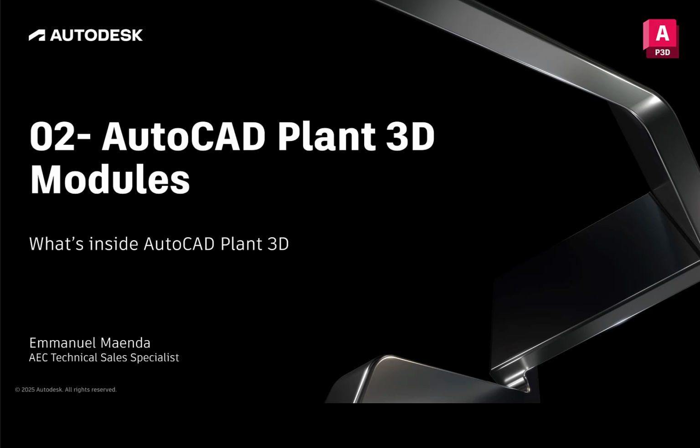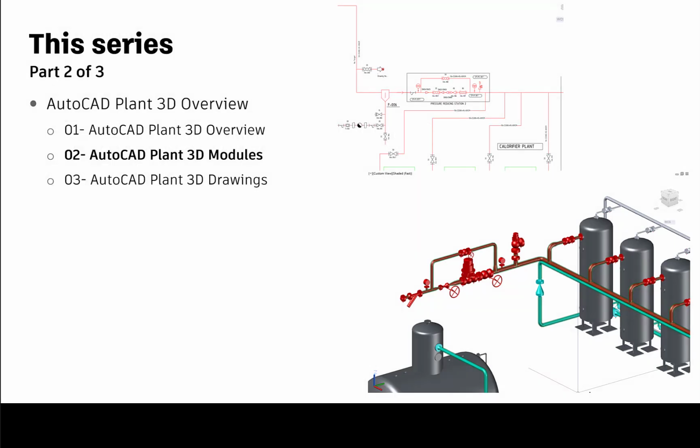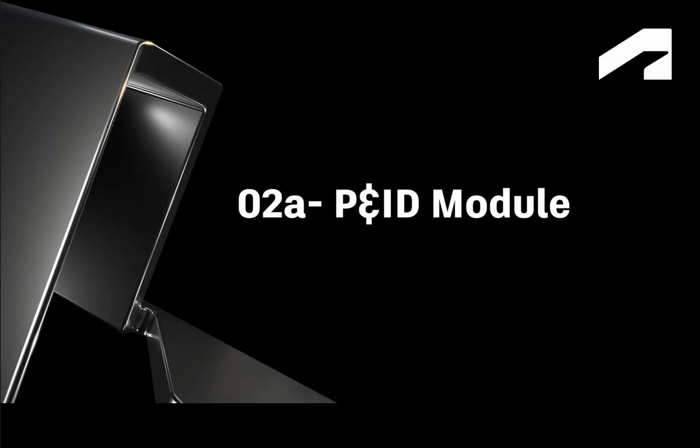So we're going to discuss today what's actually inside Plant 3D. This forms part of our 3-part series, and today's session is going to be on the modules of AutoCAD Plant 3D. So let's get started. If you have Plant 3D, there are three things that it can actually do. First, being the P&ID module.